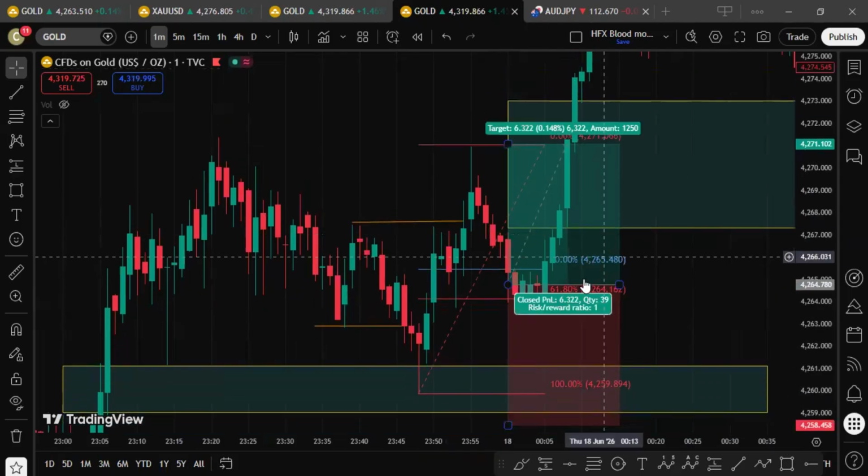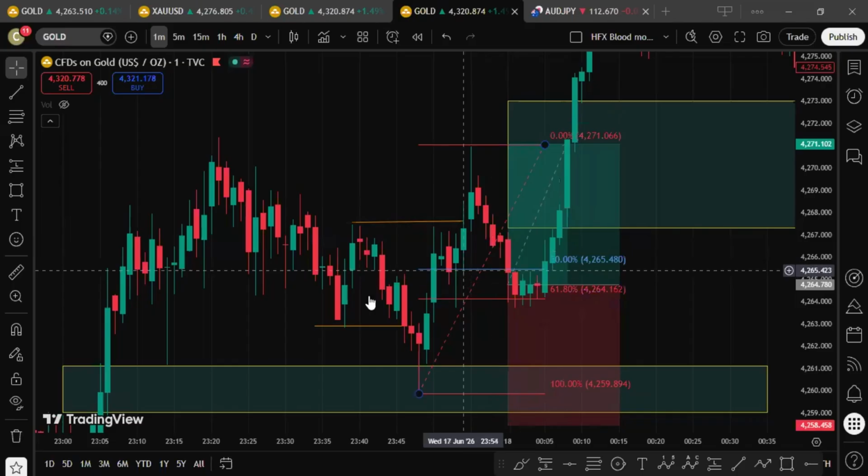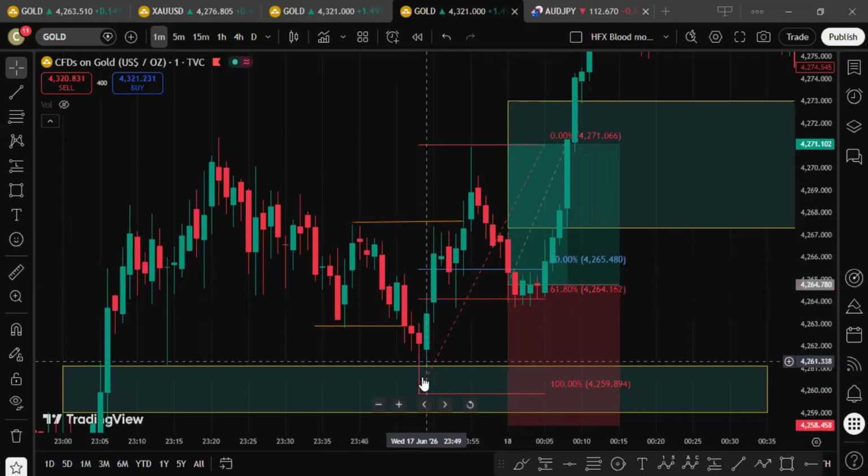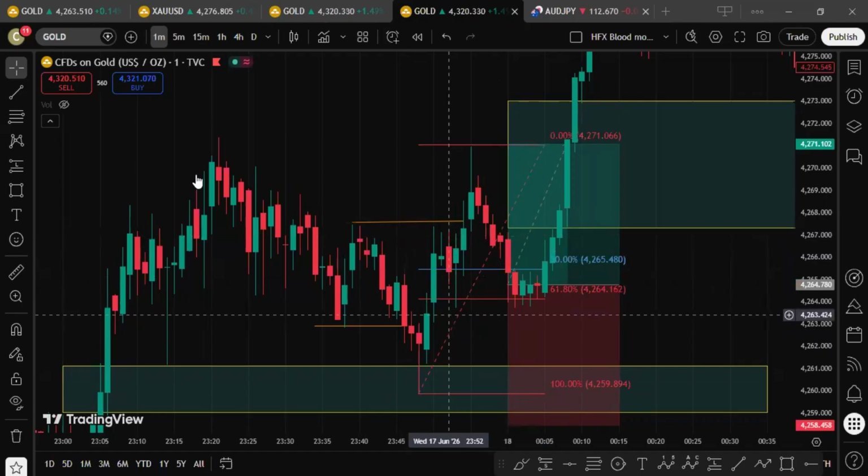So if I had employed it, my entry would have been 4264, but I entered at 4265. But in reality, on my own trade, I entered around 69 thereabouts. That's around here. 69, somewhere around here, from the 5 minutes time frame.